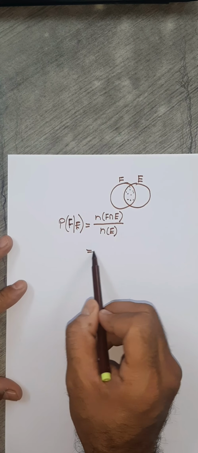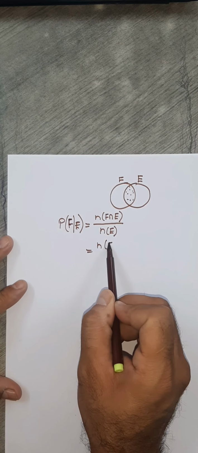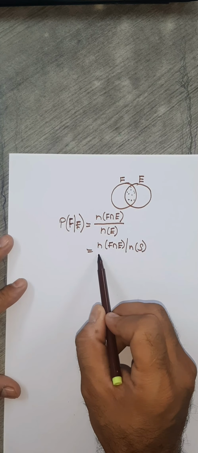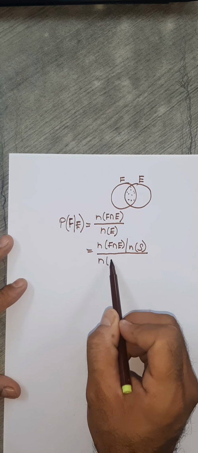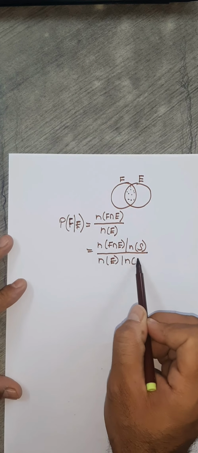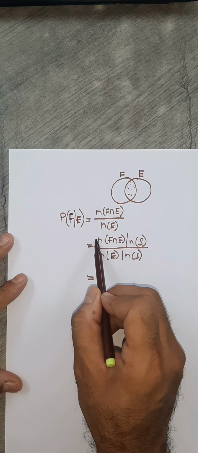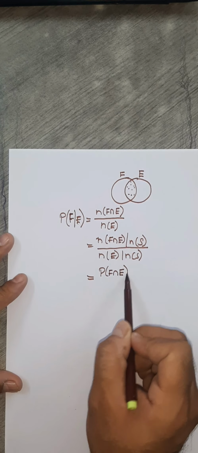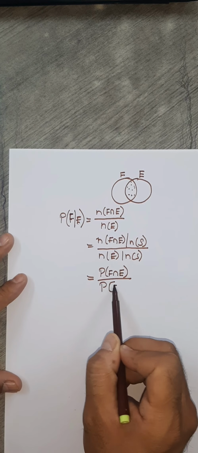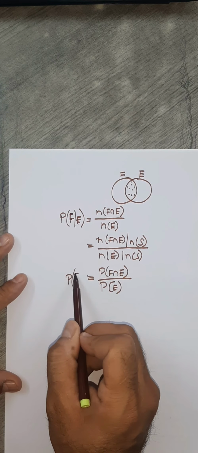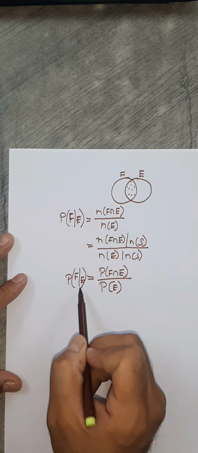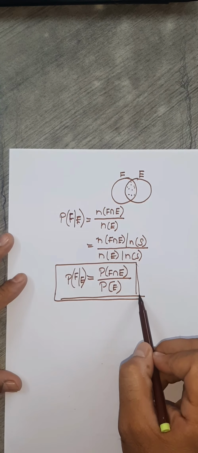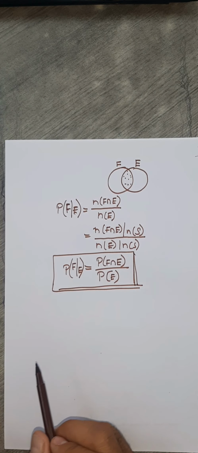Now what I'll do? I'll divide numerator and denominator by the total number of elements in the main sample space. So n of F intersection E upon number of elements in the main sample space, over n of E upon number of elements in the main sample space. Now if you go back to the beginning, this is nothing but the probability of F intersection E upon probability of E. So this is now the definition of probability of F given the event E. This is the first formula. This proof is not important. I've just explained for your information.